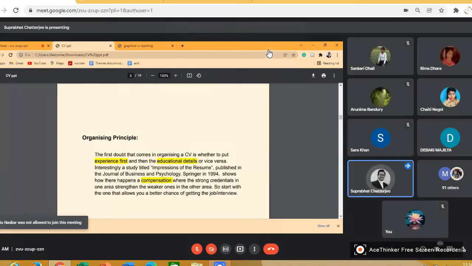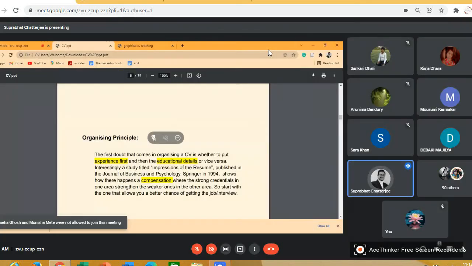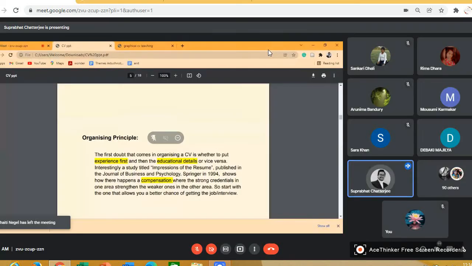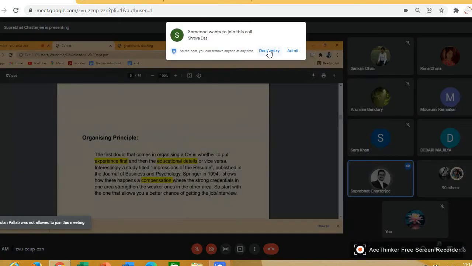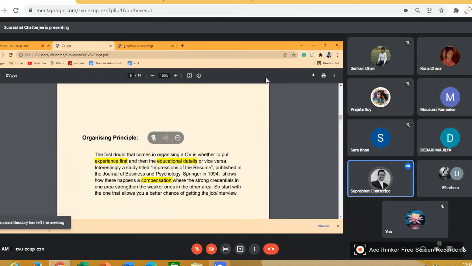And here I'd like to talk of a paper. It was published in 1994, long back, from Springer. The name of the paper is Impressions of Resume, published in the Journal of Business and Psychology. There they conducted a study, and they came to this conclusion, where they talked of a principle called the compensation principle. What is this? You present the one you are strong at in the beginning, or you begin with that.